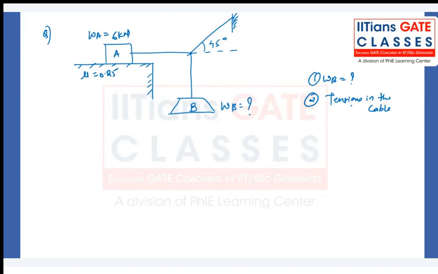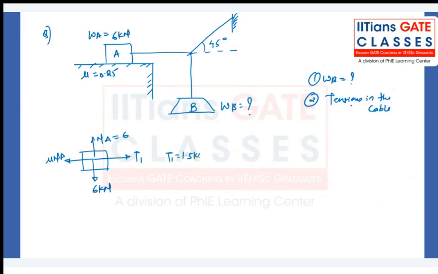So if I draw the free body diagram of block A, how will it look? Weight is acting downward, W, that is 6 kilonewton. Normal reaction is upward. Coefficient of friction mu, so frictional force is in the left hand side direction, mu into NA. And on the right hand side we have tension T1. So what is the value of T1? NA will be 6 kilonewton. 0.25 into 6 is how much? 1.5? Yes. So T1 is 1.5 kilonewton.